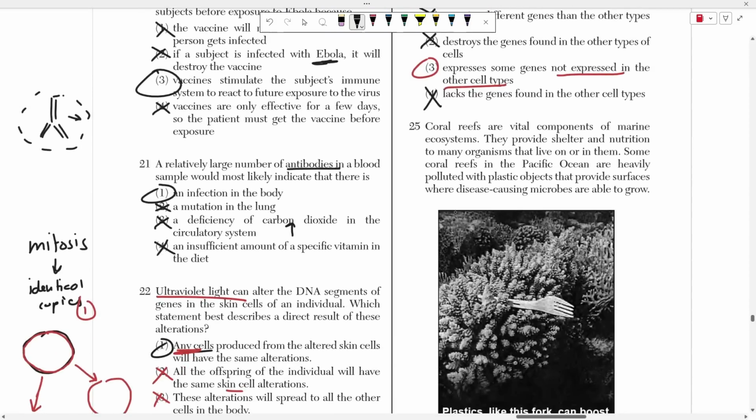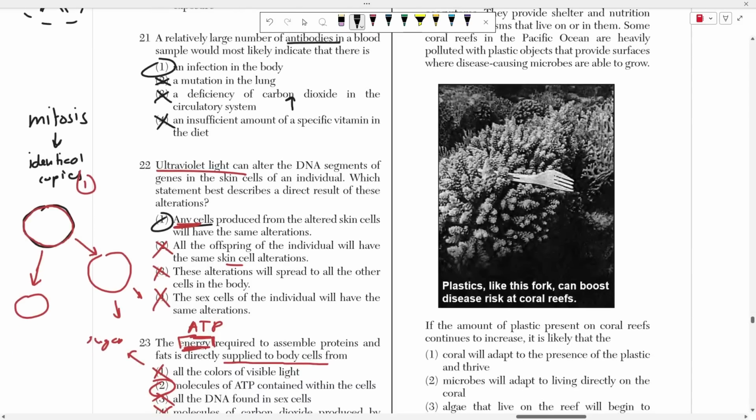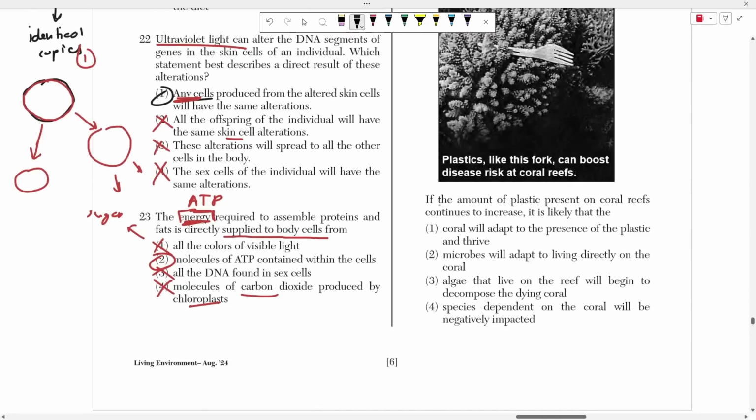Okay? 25 says coral reefs are vital components of marine ecosystems. They provide shelter and nutrition to many organisms that live on or in them. Some coral reefs in the Pacific Ocean are heavily polluted with plastic objects that provide surfaces where disease-causing microbes can grow. Here we have a photo with a plastic fork. Plastics like this fork can boost the disease risk at coral reefs. If the amount of plastic present on coral reefs continues to increase, it is likely that the coral will adapt to the presence of plastic and thrive.